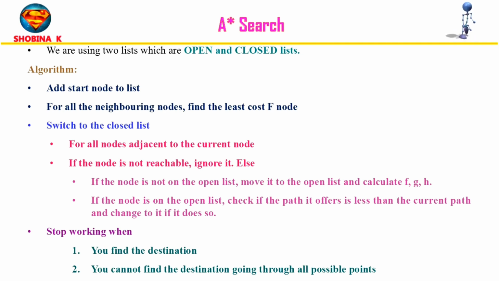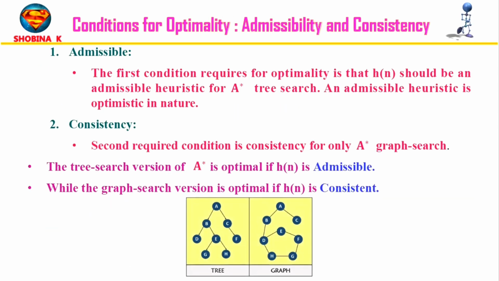And remember, A star algorithm returns the path which occurred first, and it does not search for all the remaining paths. And the efficiency of A star algorithm depends on the quality of heuristic. And moreover, A star algorithm expands all the nodes which satisfy the condition f of n. The A star search algorithm is said to be optimal if it follows the two conditions. The first condition required for optimality is that h of n should be an admissible heuristic for A star tree search. The second required condition is consistency for only A star graph search. That is, the tree search version of A star is optimal if h of n is admissible, while the graph search version is optimal if h of n is consistent.